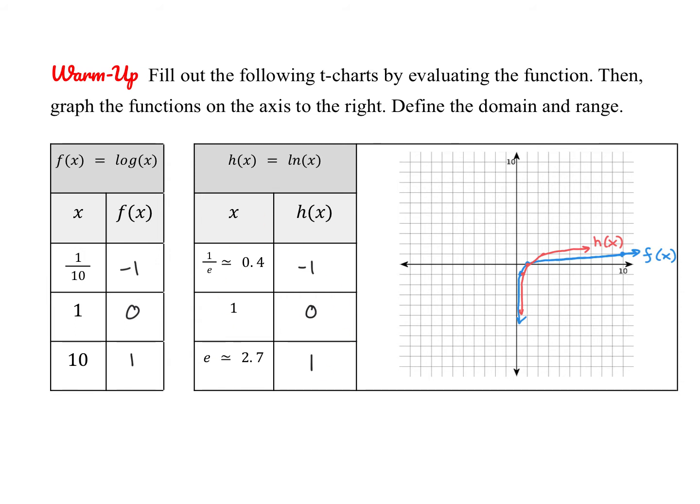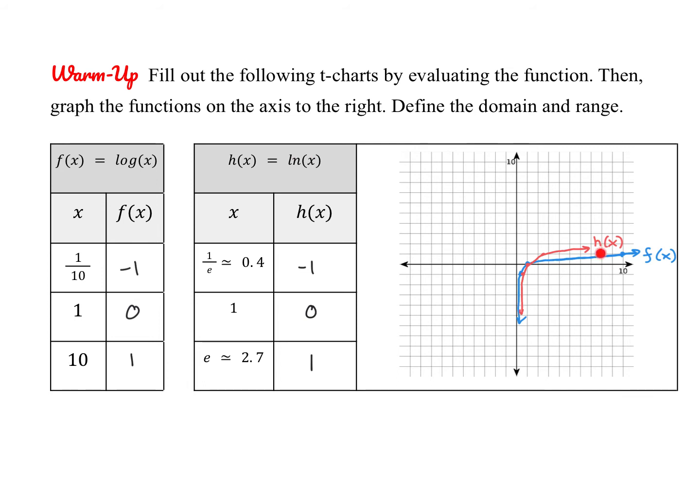Same idea for the natural log. Remember, a natural log is a logarithm with base e. We write it like this. We read it as natural log of x. So if the value here is 1 over e, the exponent must be -1. If the value here is 1, the exponent must be 0. And if it's e, the exponent must be 1, because e to the power of 1 is e.